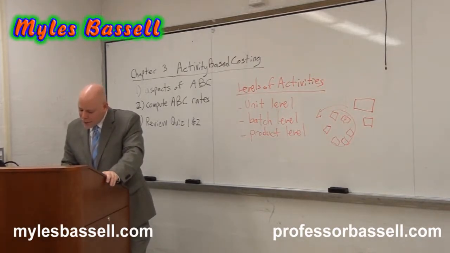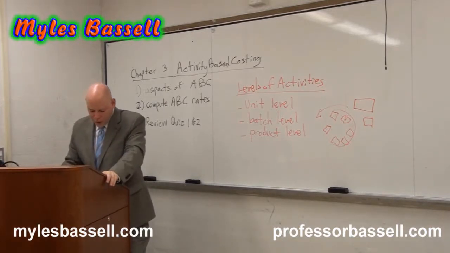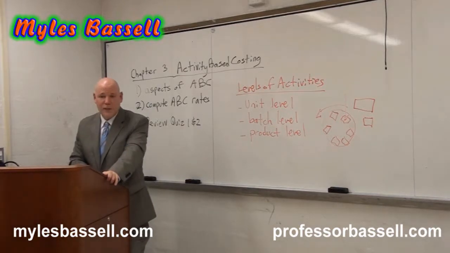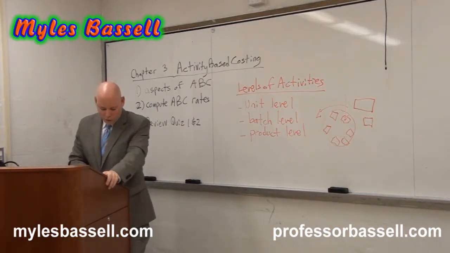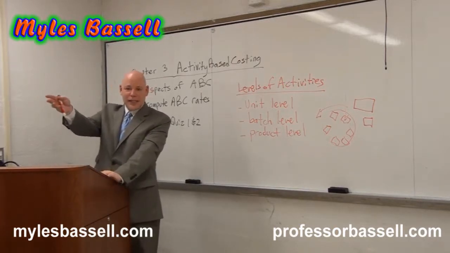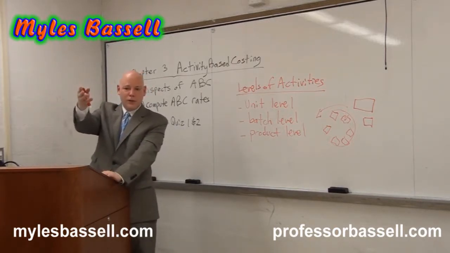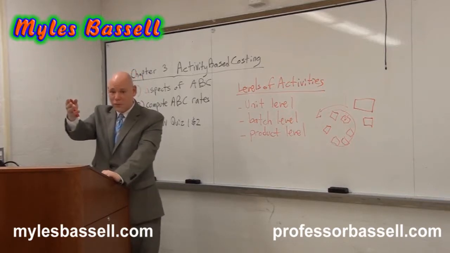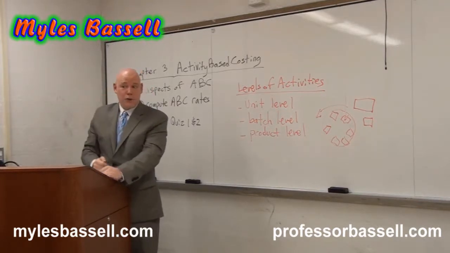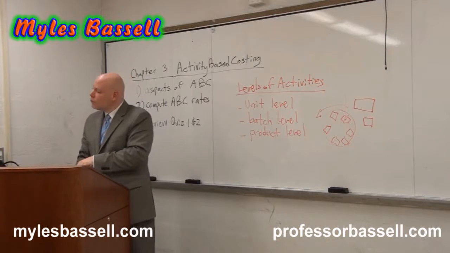G says a random sample of 10 units in each batch is inspected for defects. So what level is that? Batch. And then what is going to be the activity measure? Right, the number of units, or another way that we could look at it. That's definitely right, but what else? What else? What's another way that we can measure it? Right, absolutely. How much time?